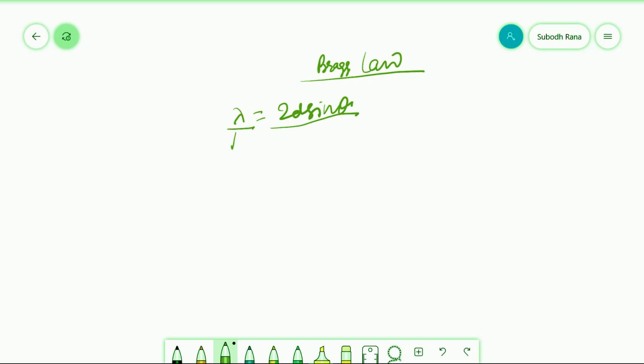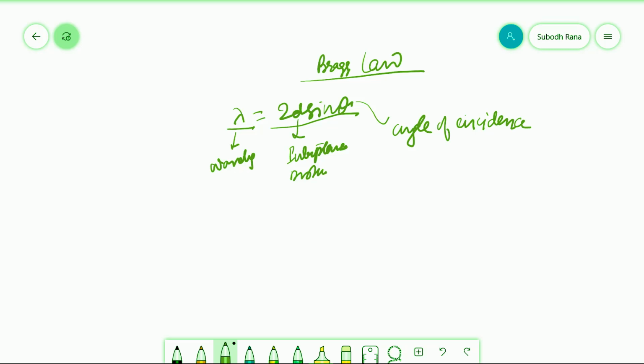Guys, today we'll see a concept that is Bragg's law. So if you see the equation, Bragg's law is lambda is equal to 2d sine theta, where lambda is the wavelength, d is the interplanar distance, and theta is the angle of incidence.